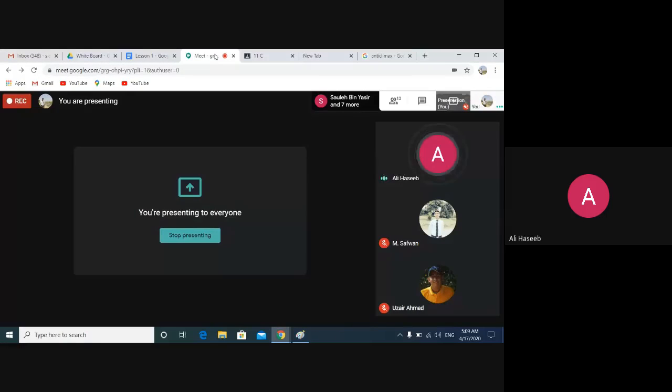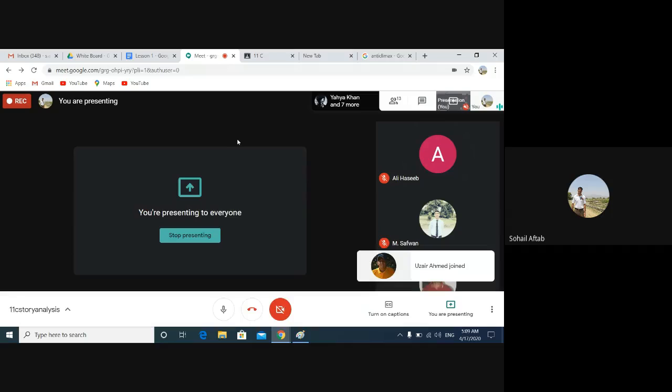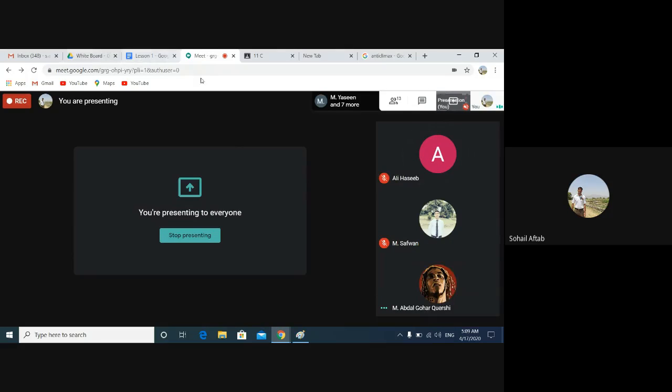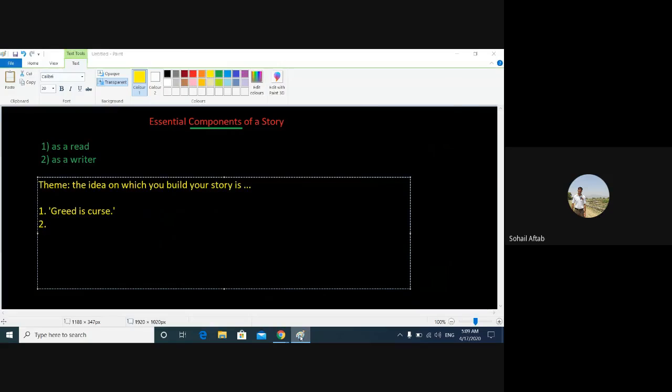Tit for tat, sir. Tit for tat? Yes, sir. Okay, or as you sow, so shall you reap. Okay, this can be very close. Why? Because once you are looking for trouble, trouble would be there for you. And the second one is as you sow, so shall you reap. This can be another smart theme of the story.